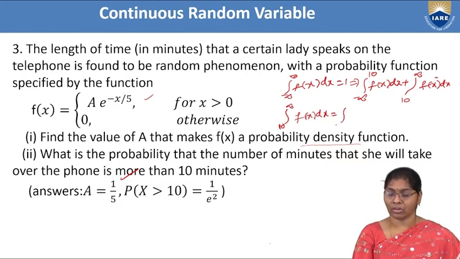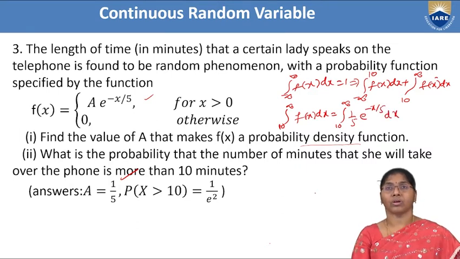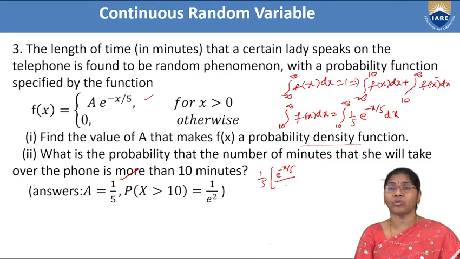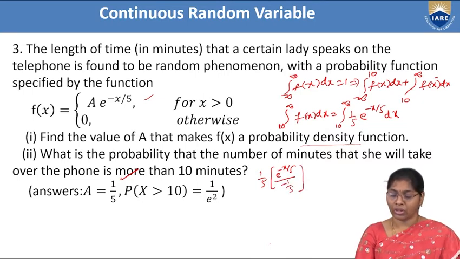Here, for f of x from 10 to infinity, a equal to 1 by 5, so 1 by 5 into e power minus x by 5 dx. Now substituting, the integral of 1 by 5 e power minus x by 5 is e power minus x by 5 divided by minus 1 by 5, from 10 to infinity. Then 1 by 5 into minus 5, the 5s get cancelled. E power infinity is 0. Substituting upper limit minus lower limit, that is e power minus 10 by 5.